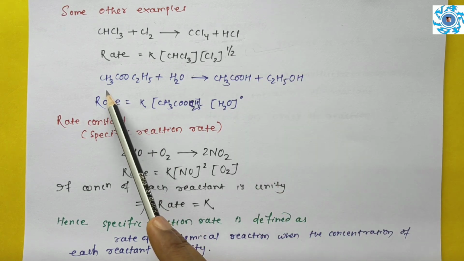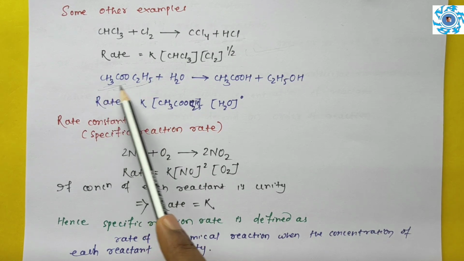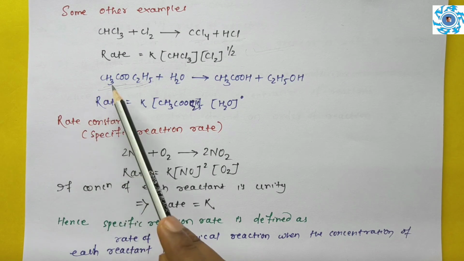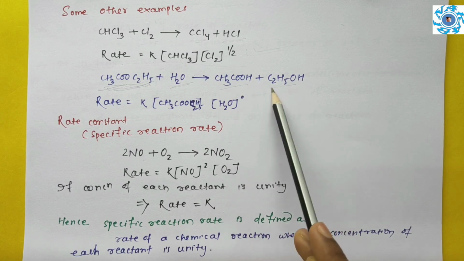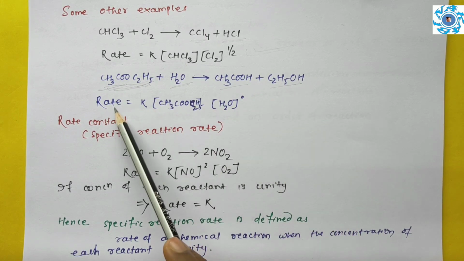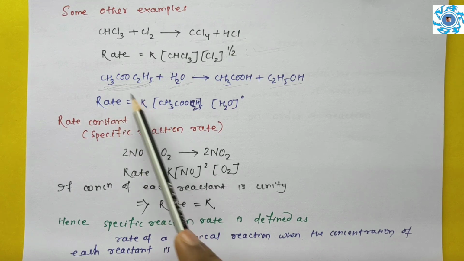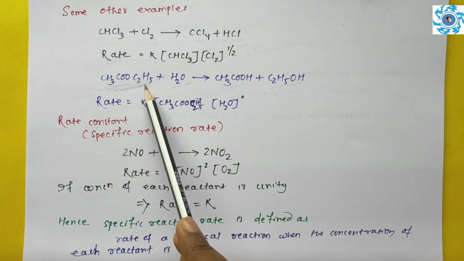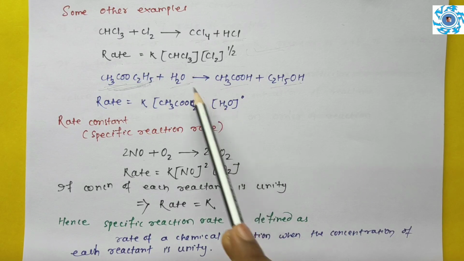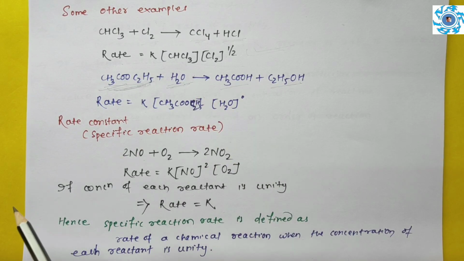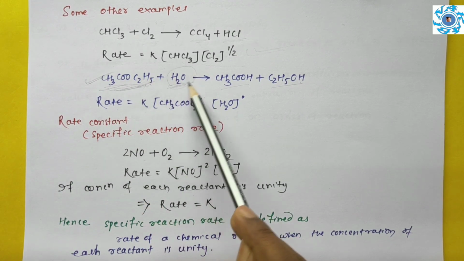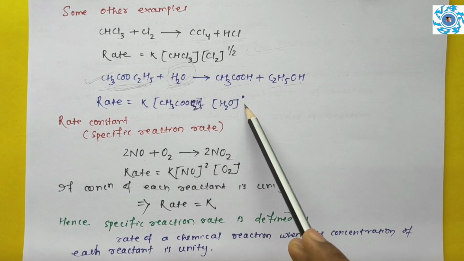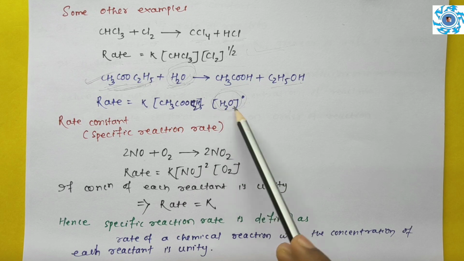Next you will observe the hydrolysis of ester. Here ethyl acetate undergoes hydrolysis, forming acetic acid along with ethyl alcohol. So here the rate is equal to k into concentration of ethyl acetate to the power 1 into concentration of H2O to the power 0. It is found that this equation is independent of the concentration of water, that is, to the power 0.